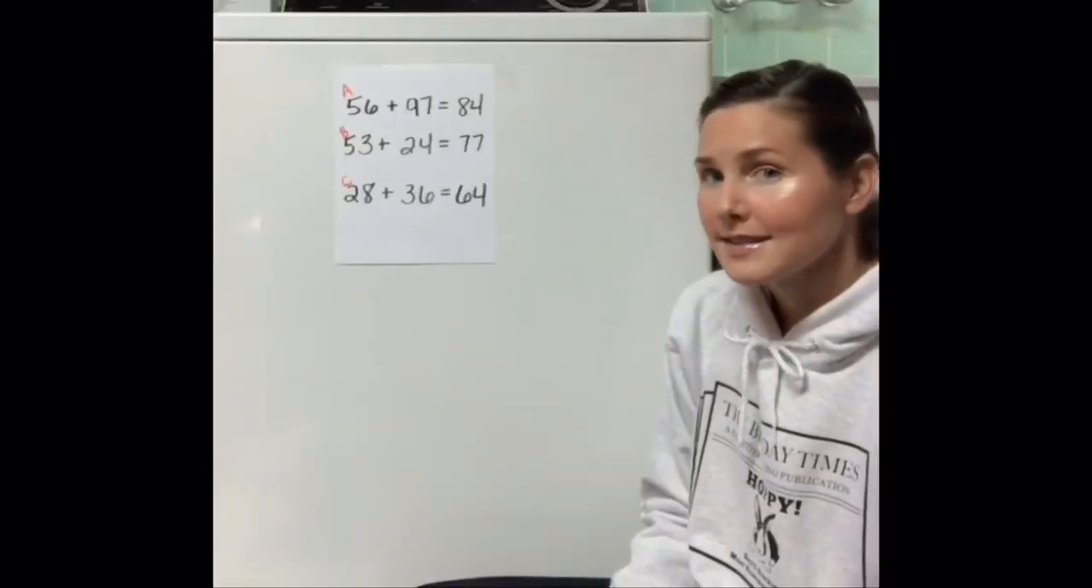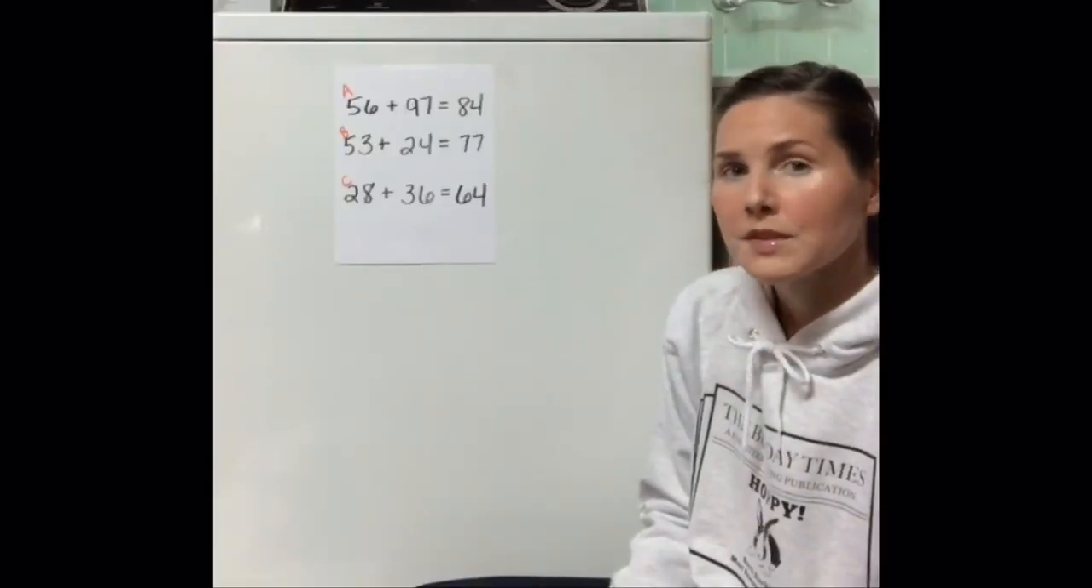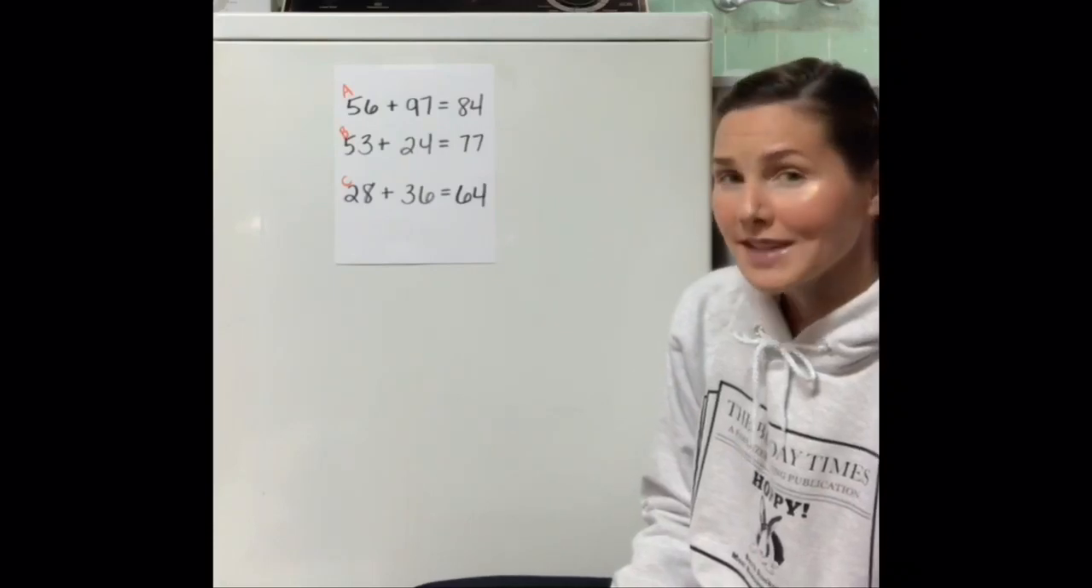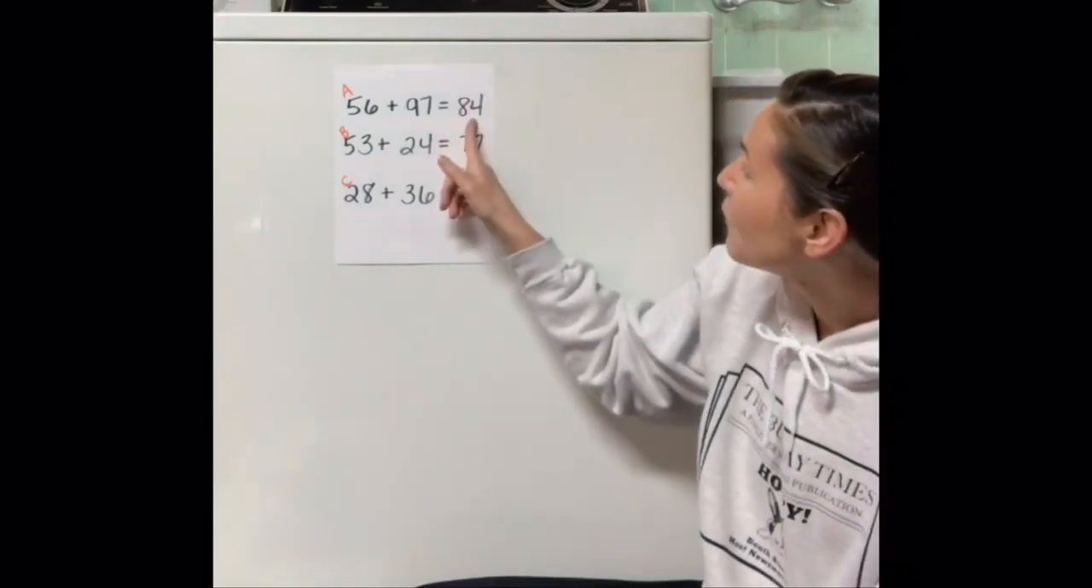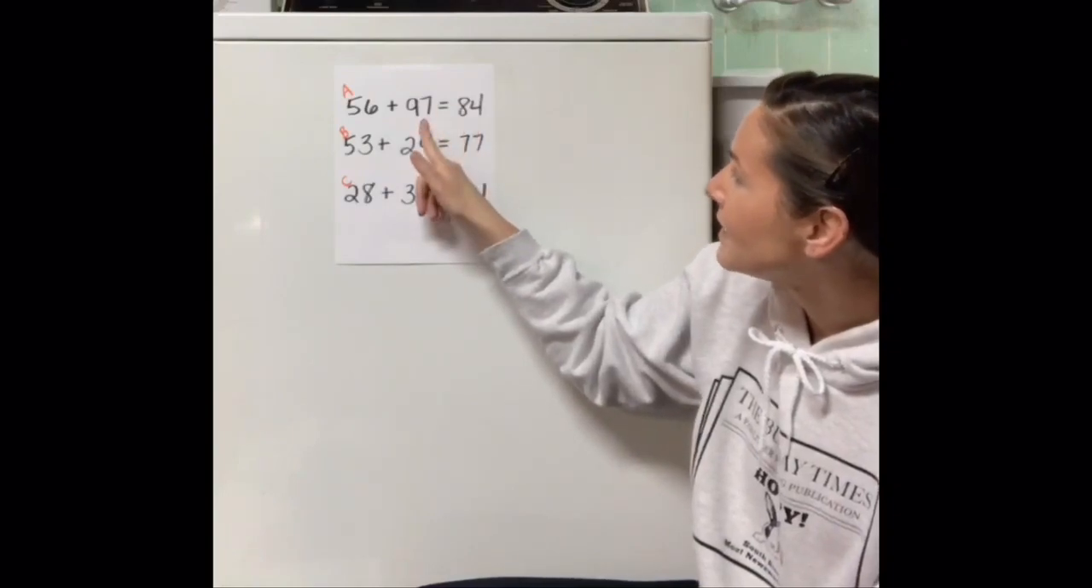10 seconds isn't a lot of time, but you should have been able to tell right away that choice A was false. Here's why. 84 is a greater number than 97.